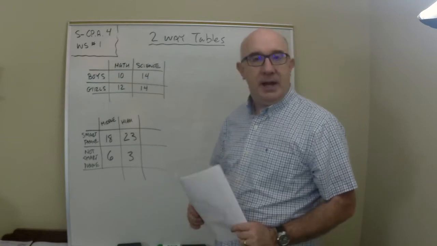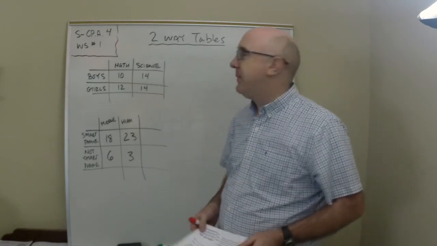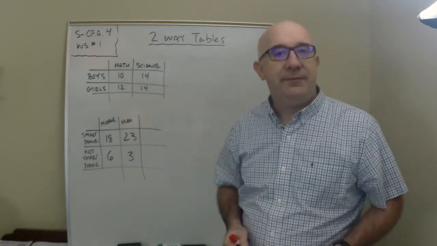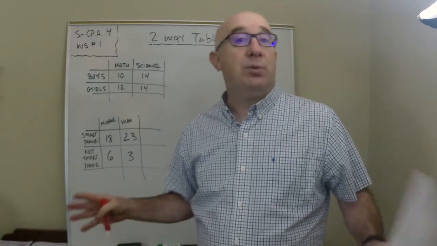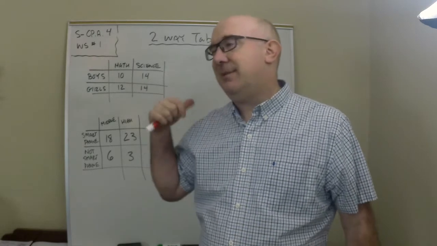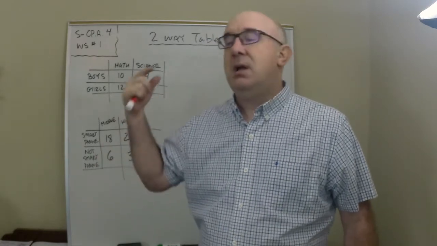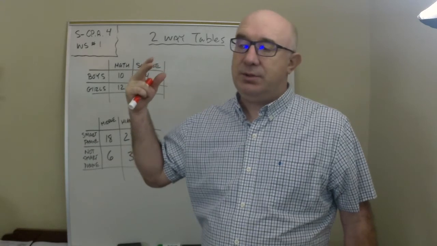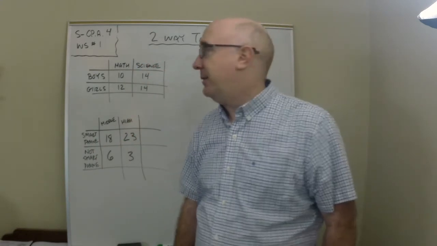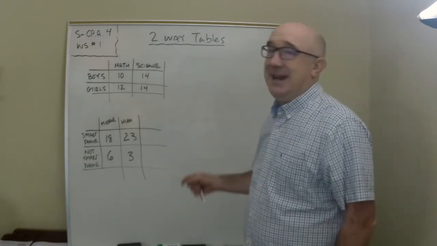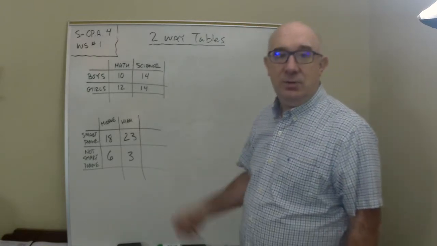Looking at S-CP.A.4, worksheet number 1, all about two-way frequency tables. Now earlier we talked about different ways to organize data. You could use a tree diagram, a table, a list, lots of ways, a Venn diagram, and we've done plenty of Venn diagramming. Now another way, and a powerful way at that, is a two-way table.